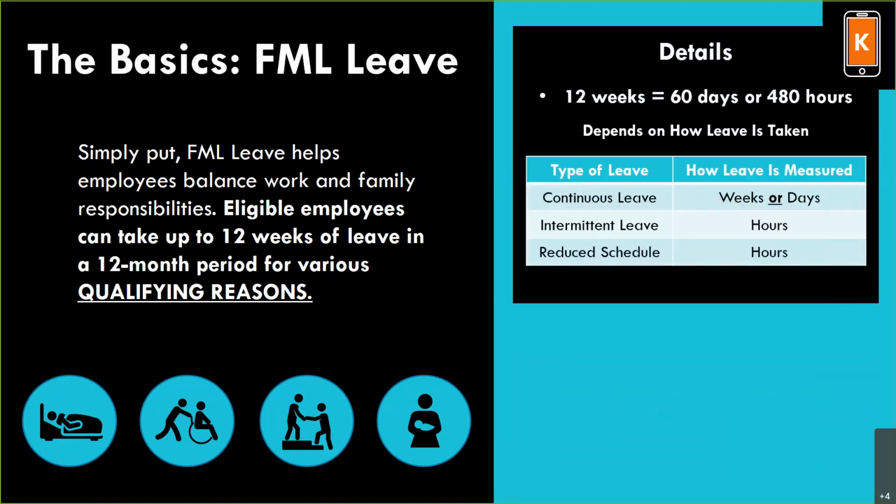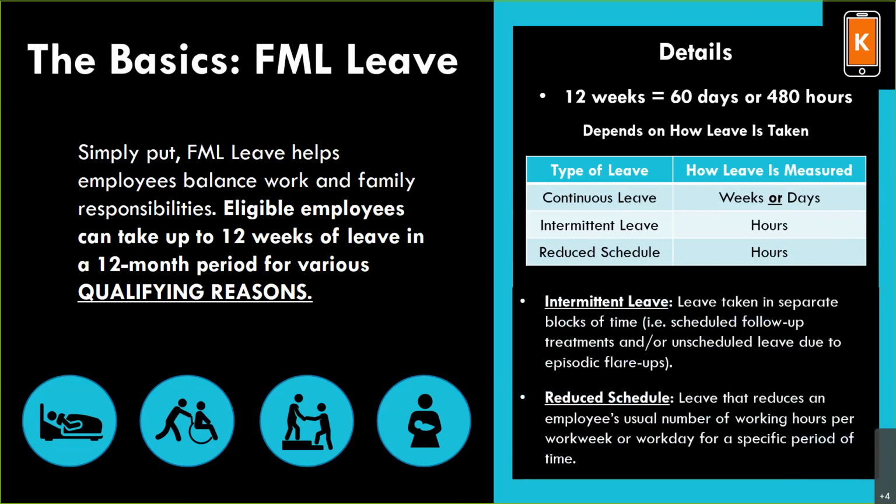And the details, 12 weeks is equivalent to 60 days or 480 hours. Normally, we talk about 12 weeks or 60 days when we're talking about a continuous leave of absence. So somebody is out continuously from a start day to an end day. Intermittent leave, we calculate it based off of hours because somebody may not take a full day. They may take a couple of hours a week, a couple of hours a month. So we're tracking it by hours. A reduced schedule is simply what it's saying, that somebody's schedule may be reduced. So they're working less hours per day and less hours per week.